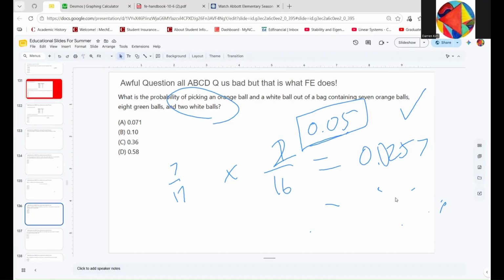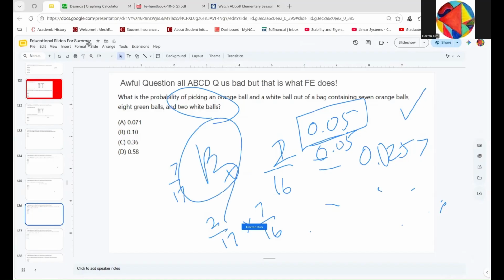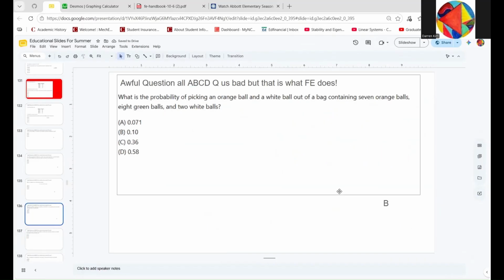But then again, we have to look at the other way, which is when there were 2 out of 17 choices and then 7 out of 16 choices. So 2 divided by 17 multiplied by 7 divided by 16 is a different ordering. It's still 0.05, but equally a probable chance. So you add those together, which is 0.1. So it's B. They're equally valid branches in the equation.